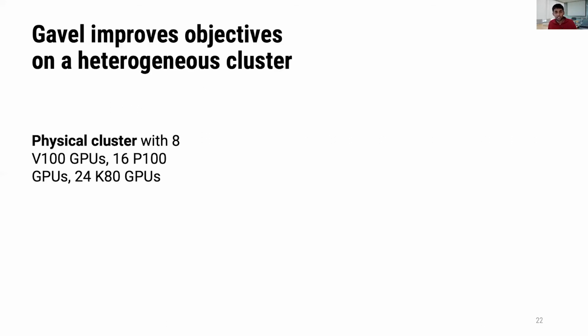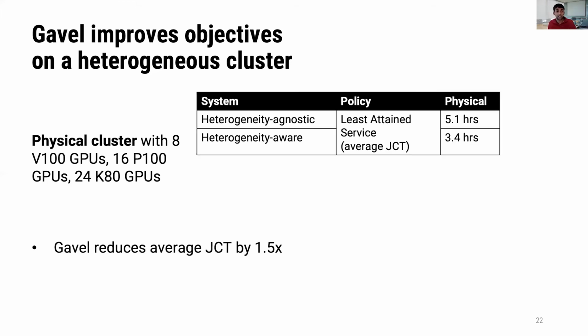To answer the first question, we ran experiments on a physical cluster with 48 GPUs: 8 V100 GPUs, 16 P100 GPUs, and 24 K80 GPUs. We evaluated 2 versions of the least attained service policy, one which is heterogeneity-agnostic and another that is heterogeneity-aware. And we ran these experiments on a trace that uses a Poisson arrival process for arrival times, and jobs are continuously added to the cluster through the duration of the trace. We see that Gavel's heterogeneity-aware policy can reduce average job completion time by up to 1.5x.